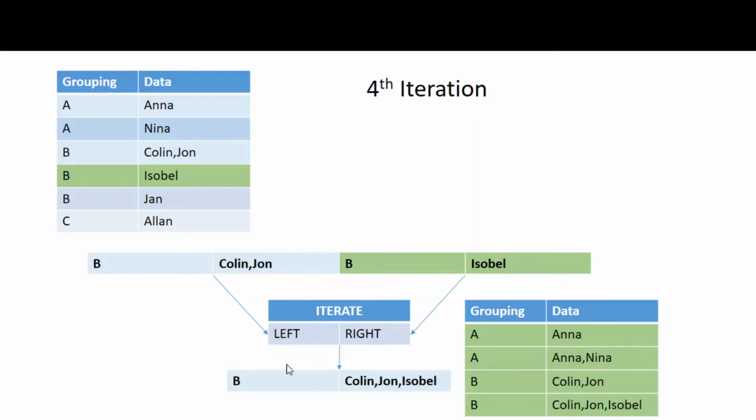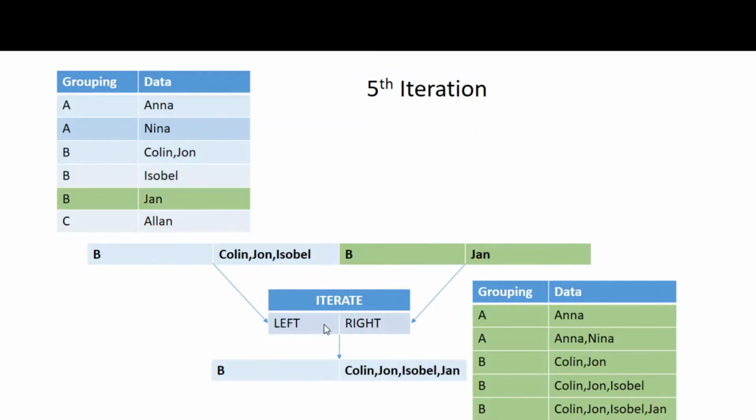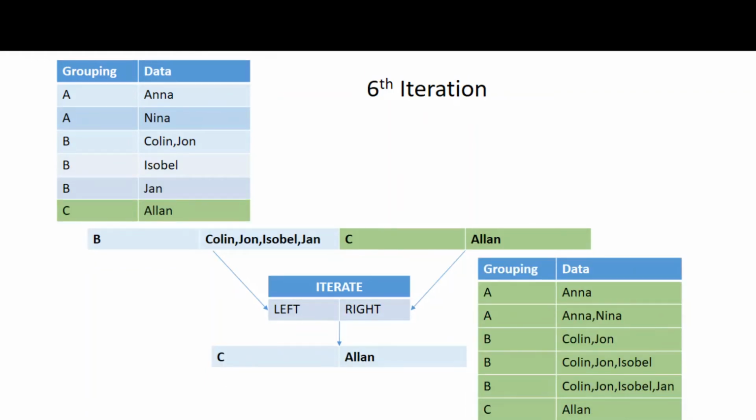This goes into the output, as the result of the fourth iteration of iterate, and also goes into the left hand side of the fifth iteration, along with this one. This iteration is identical to the fourth iteration in so much as it's another B record, so we're just concatenating more data. We then get to the sixth iteration and the last iteration.